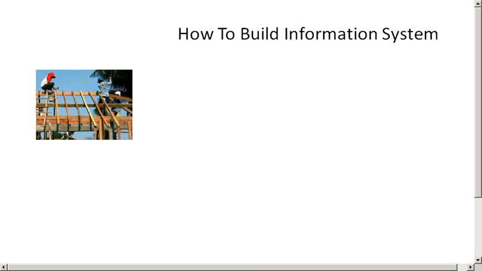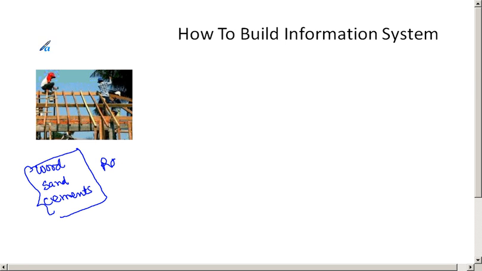Before we build an information system, let's see a couple of things. Let's try to understand how I build a house. In order to build a house, I buy wood, sand, and cement. These are my raw materials, right? To build a house, I get these raw materials, and then I get people who are trained in building houses.